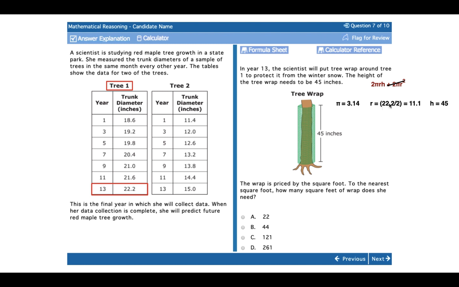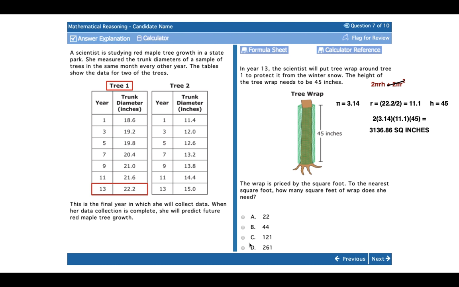Radius is equal to half of the diameter, right? 22.2 divided by 2 is equal to 11.1. I just divided that in half to get the radius, and I know the height. That's the easiest thing so far. They've just told us 45 inches. So I plug all this stuff in, I put it in my calculator, and ta-da, 31.